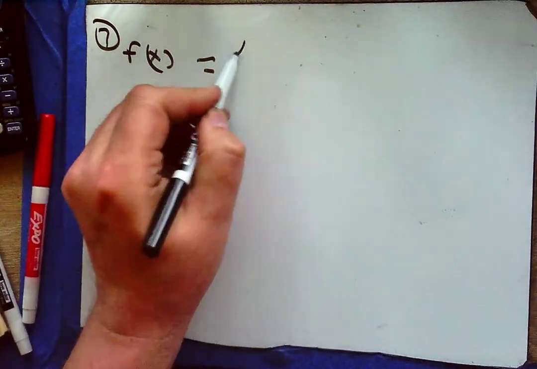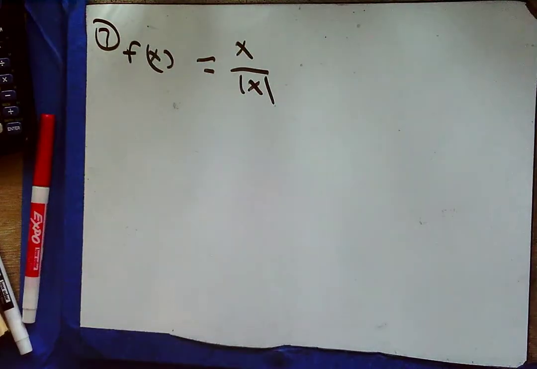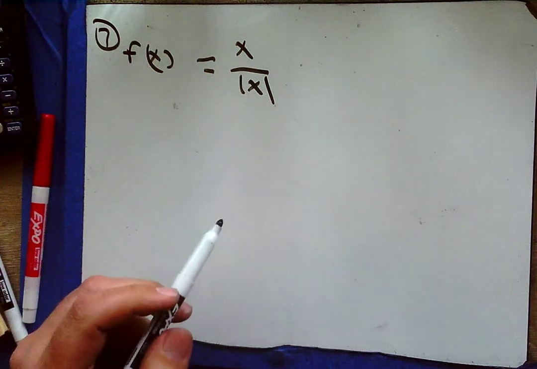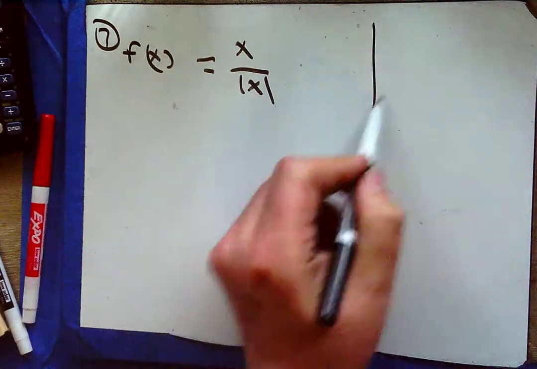7. Okay, so 7. f of x equals x over absolute value of x. So this is the one with the jump discontinuity. Remember this graph?